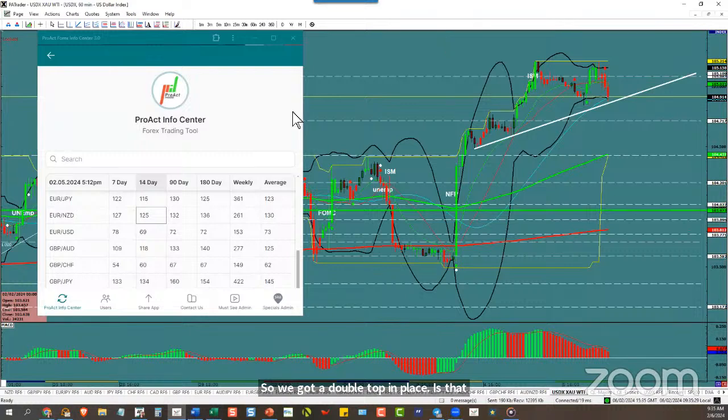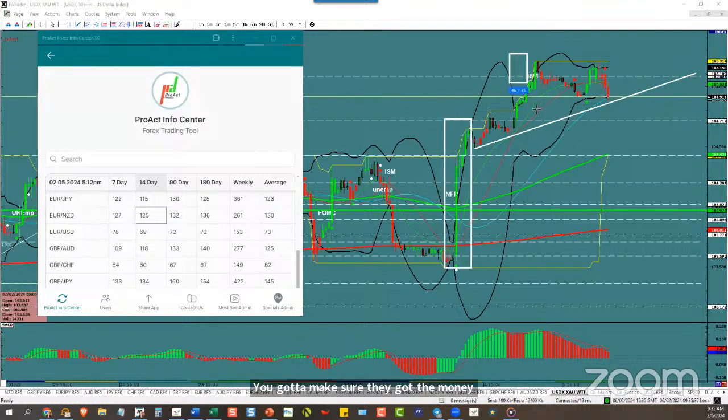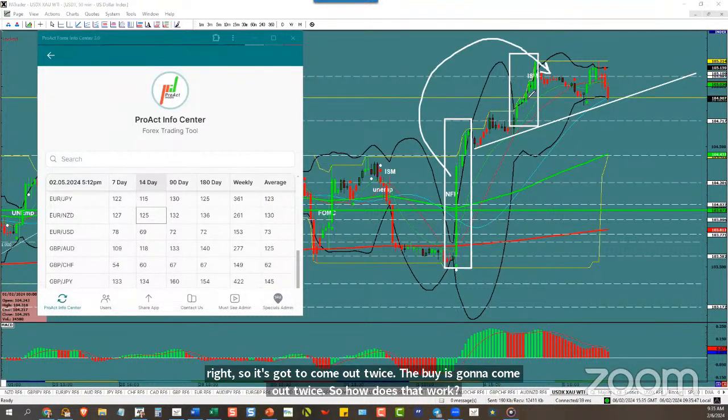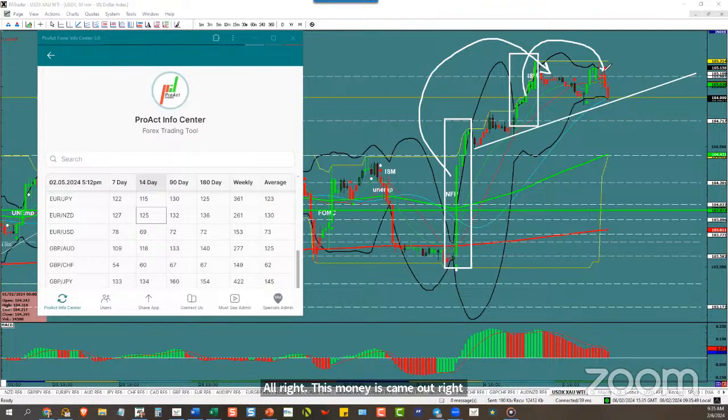Every time you're going to trade a reversal, you got to make sure they got the money out. The money came in here on non-farm payroll and the money came in here. So it's got to come out twice. The buys got to come out twice. So how does that work? This money came out right there. This money is coming out right here. If they break that line, they got all the buys out, and that means all this money they had in the buy is now fully into the sell. See that?